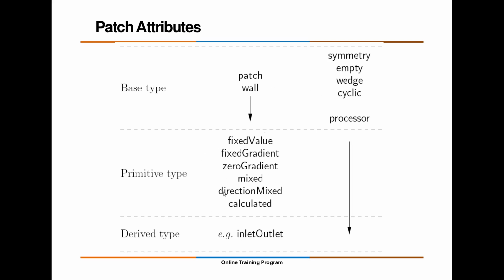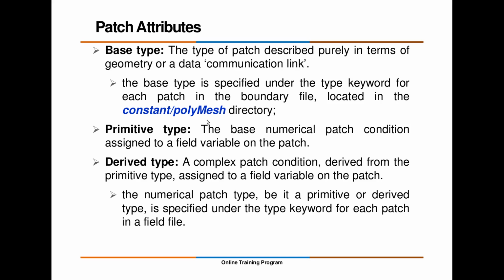All this entry, primitive or derived, that means numerical type, is supposed to go in the 0th folder. Okay. So base type: the type of the patch described purely in terms of geometrical or data communication links. As I told you, it is completely linked with the geometrical configuration. The base type condition is supposed to be specified at the polyMesh level inside the boundary file. Primitive type: the base numerical patch condition assigned to the field variable on the patch.